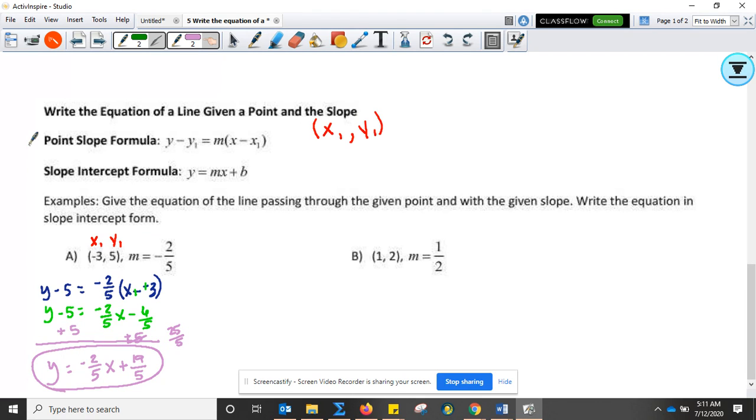Okay, now for B. So we have x1, y1, y minus 2 equals 1/2 times x minus 1. So that's my point-slope equation. Now I'm going to solve for that y. So I'm going to distribute the 1/2. So when I do that, I'm going to get y minus 2 equals 1/2 x minus 1/2. Add 2 to both sides.